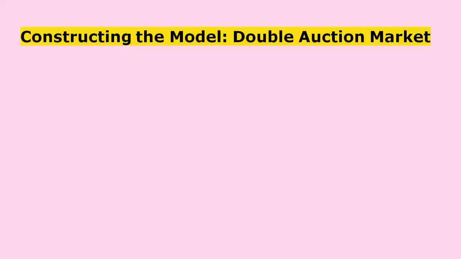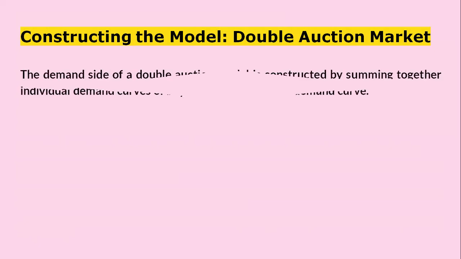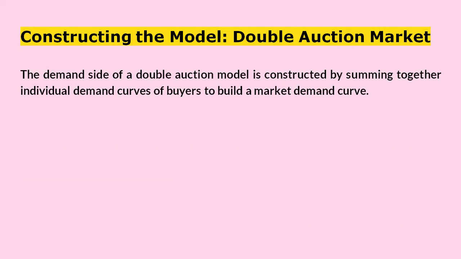Constructing the model, double auction market. The demand side of a double auction model is constructed by summing together individual demand curves of buyers to build a market demand curve.